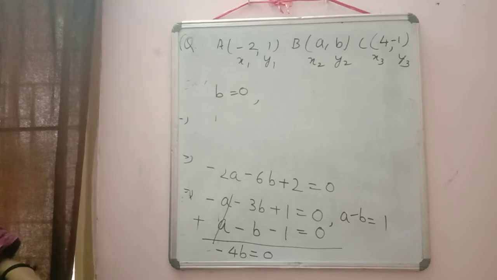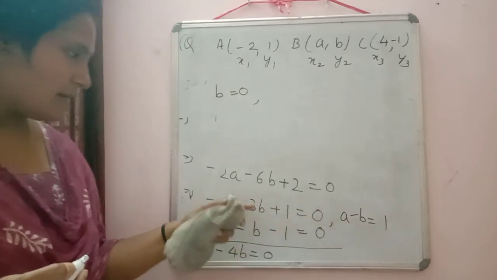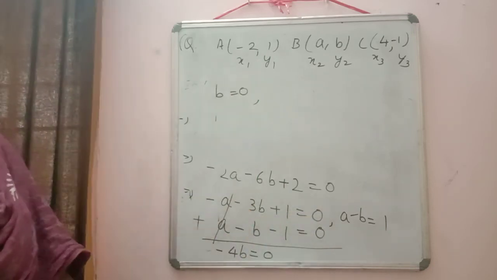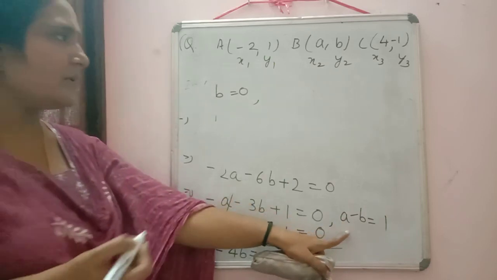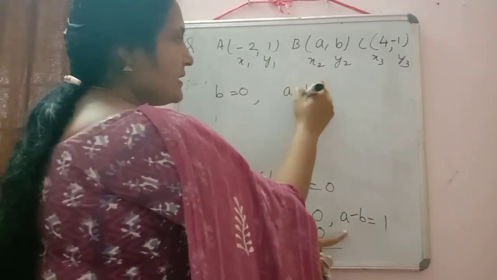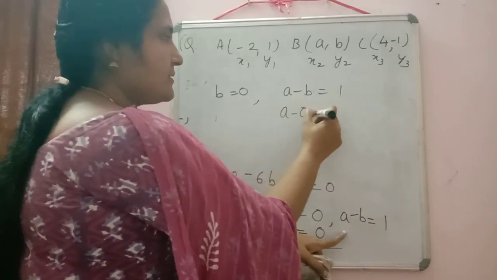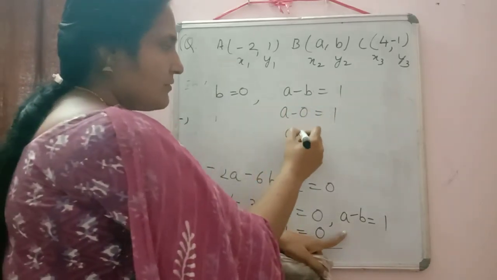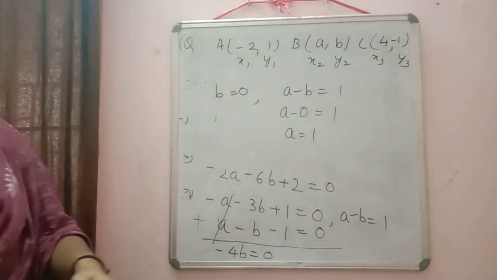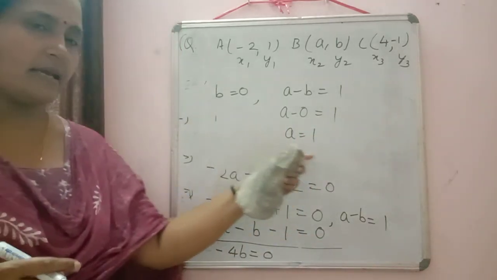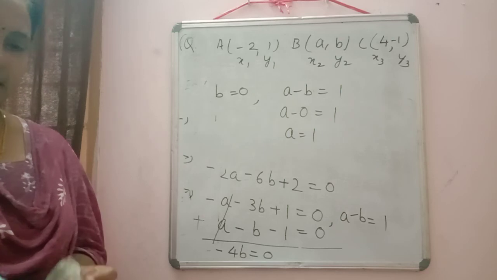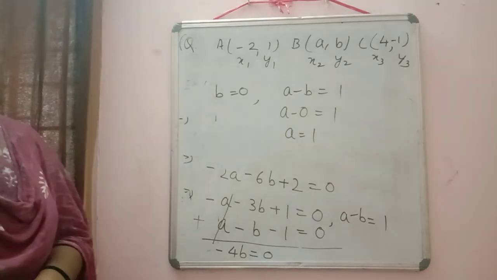Now to find the value of a, we can substitute the value of b in any one of the equations. So it is easy to substitute here. We have a minus b is equal to 1. So substitute the value of b there. a minus 0 is equal to 1. So we will get a is equal to 1. So b is equal to 0 and a is equal to 1. So I hope the method is clear to you.